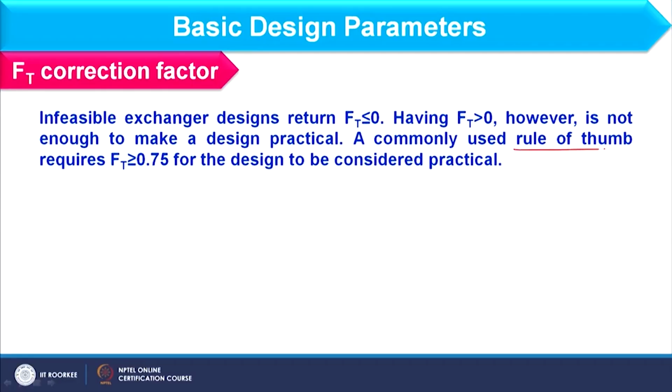Okay. So, FT correction factor says that the rule of thumb, okay, rule of thumb is what? FT factor should be greater than 0.75 to consider a practical design. So, if I am considering 0.75, that is okay, I have to do that, fine.